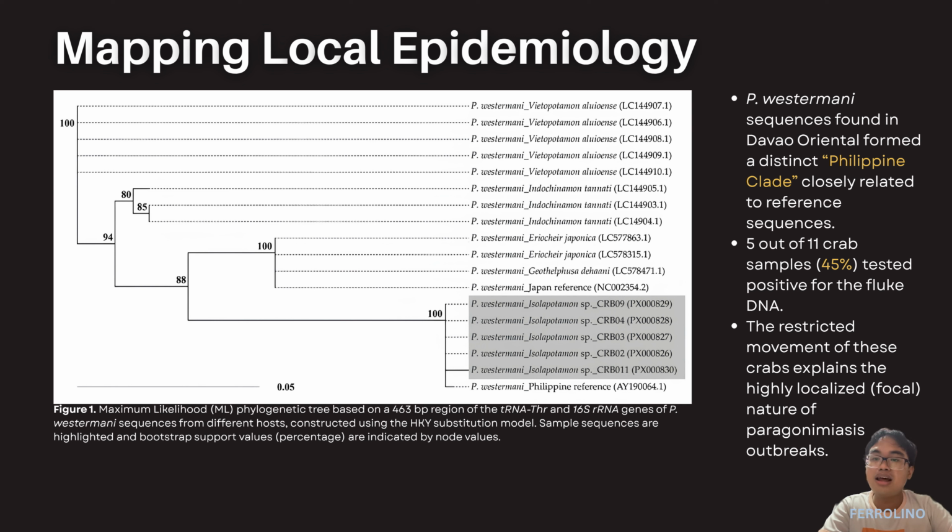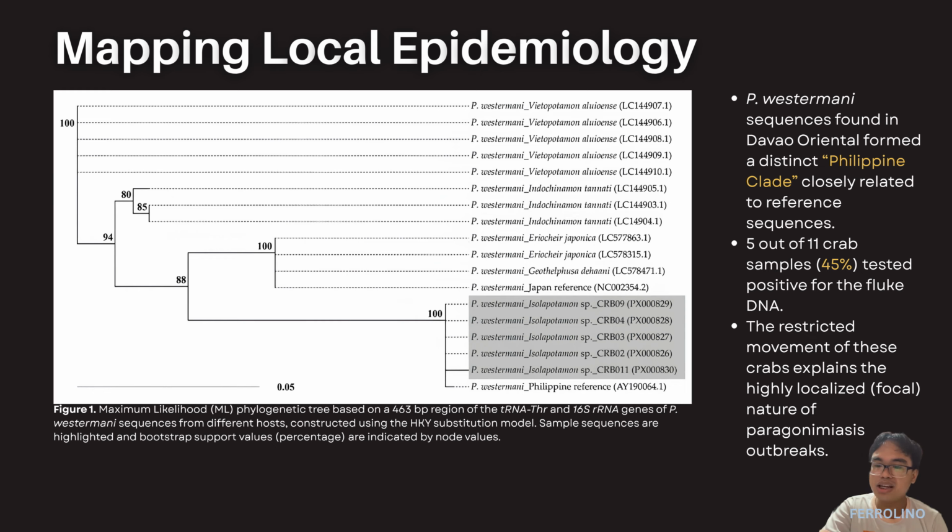Second is that of the 11 crab samples analyzed, 5 tested positive for P. westermani DNA, representing a 45% prevalence rate. This data indicates a higher risk of zoonotic transmission to the local human population. And third, the researchers concluded that the movement of these crabs is restricted by geographical barriers like the saltwater and mountains. This then results in a focal nature of outbreaks because the crabs stay within specific river systems. The disease remains concentrated in hotspots.